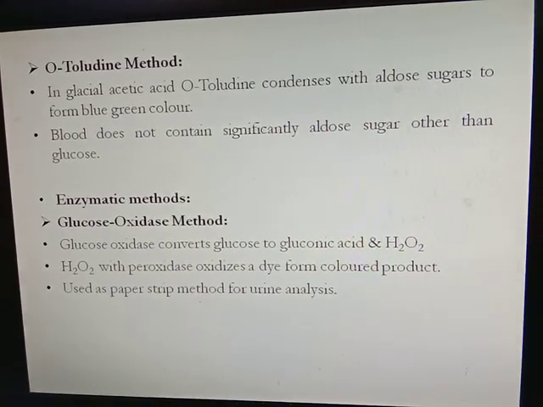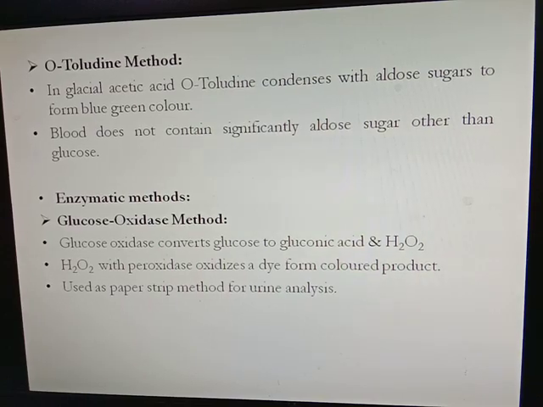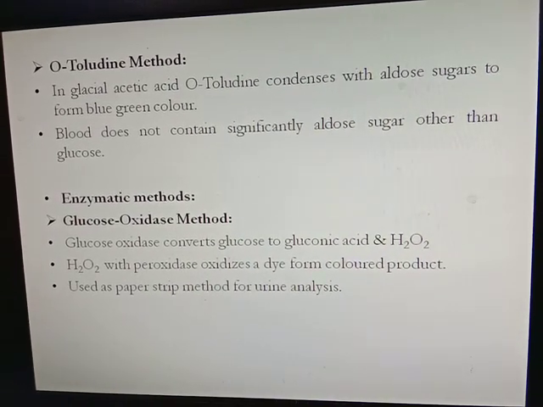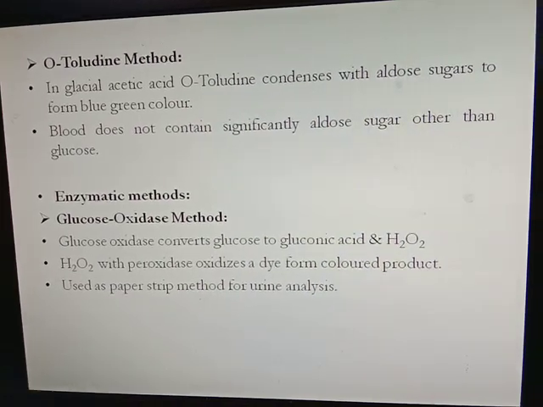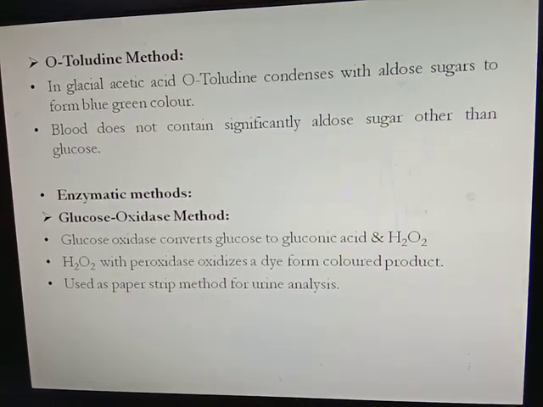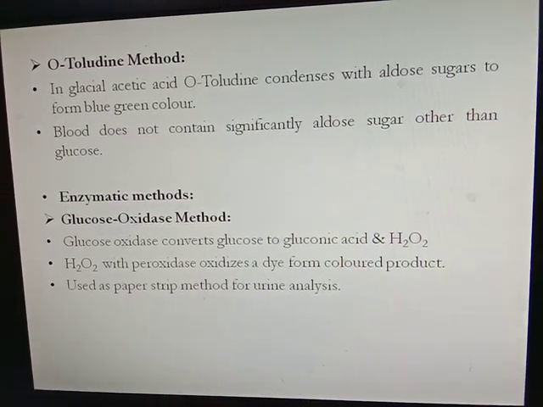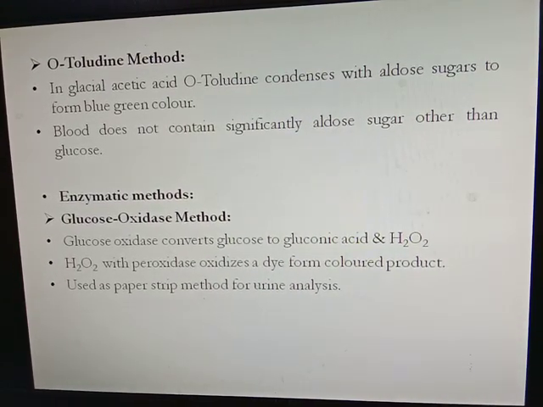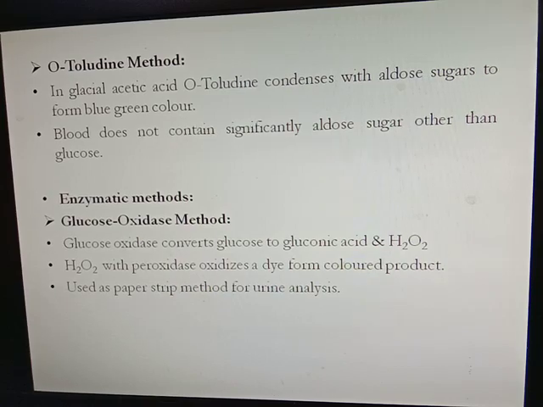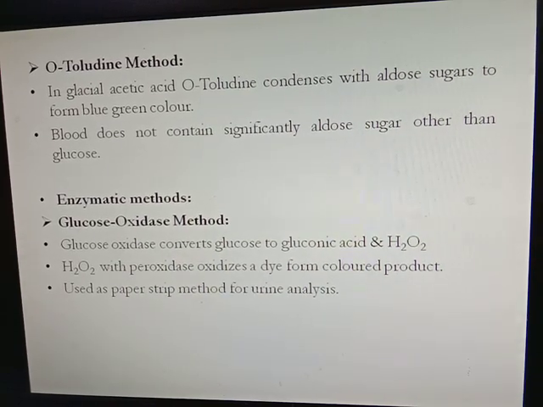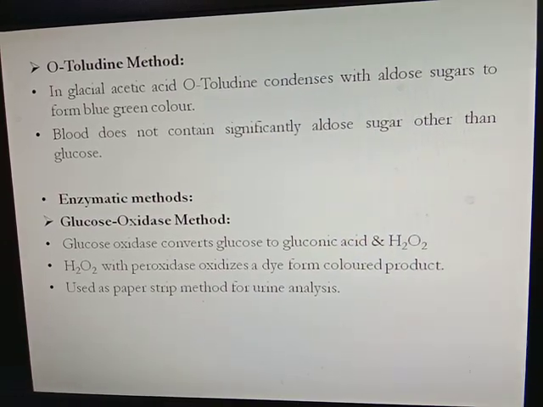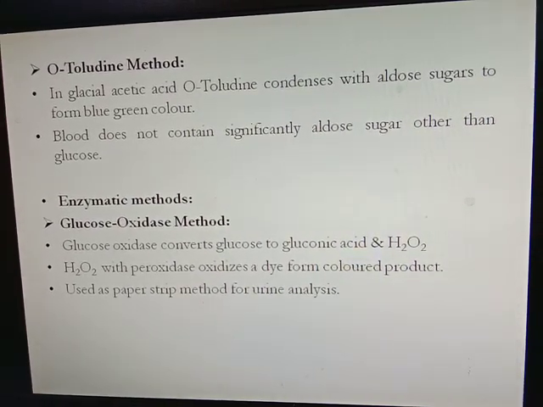This method is also used as a paper strip method in urine to determine the glucose in urine. So here, first glucose oxidase converts glucose to gluconic acid and hydrogen peroxide. Then hydrogen peroxide, with the peroxidase enzyme, oxidizes the dye to form the colored product.